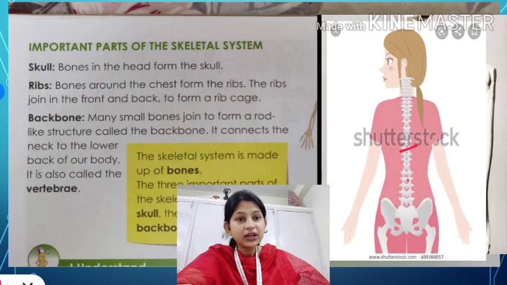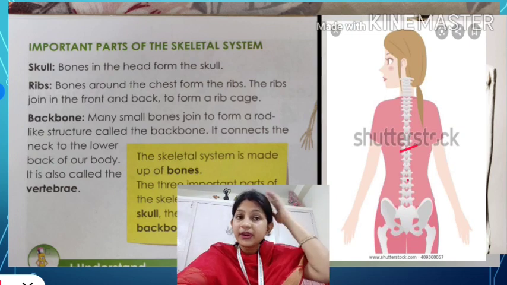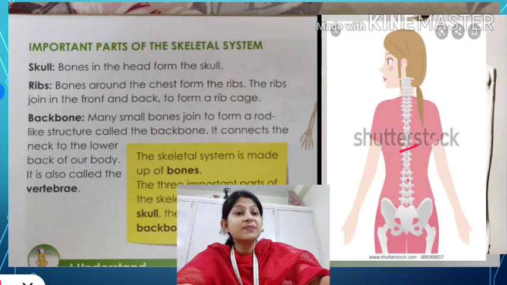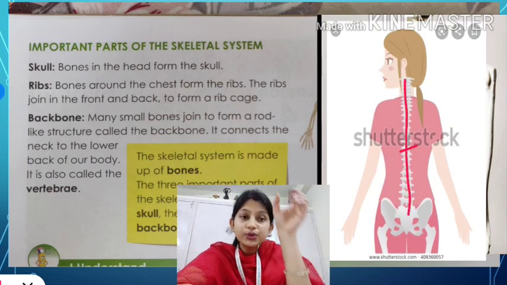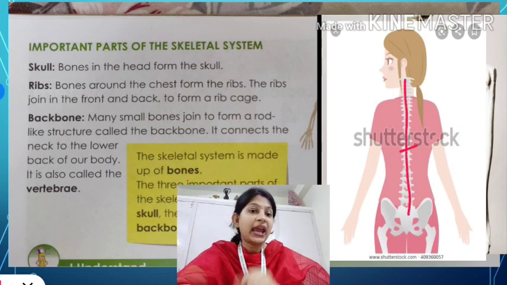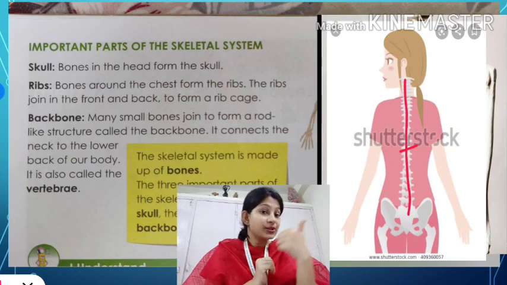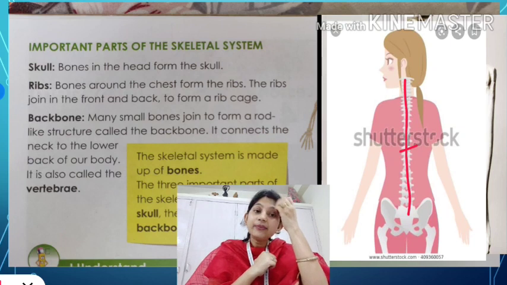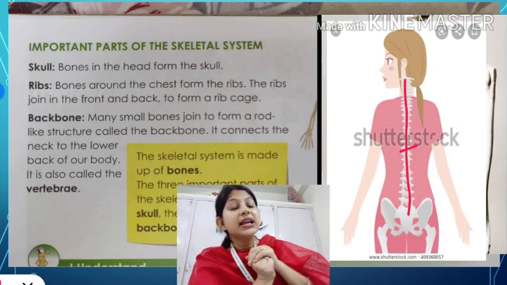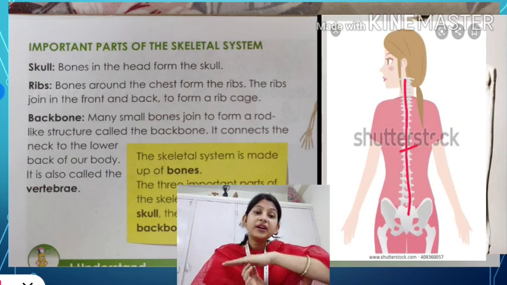I have told you now, the nervous system has three parts: brain, spinal cord and nerves. That spinal cord which is present here is protected inside the backbone, and it is an important part of the nervous system controlling the whole body. So that is one importance, and another importance of the backbone in our body is that just because of our backbone we are erect.